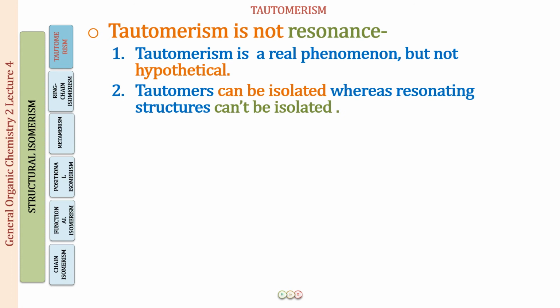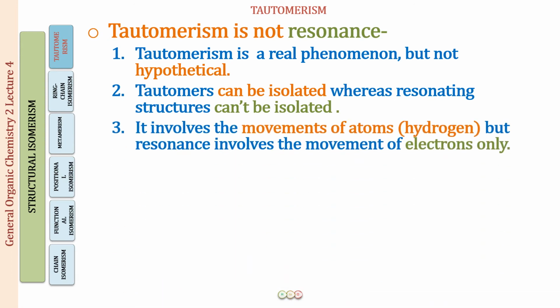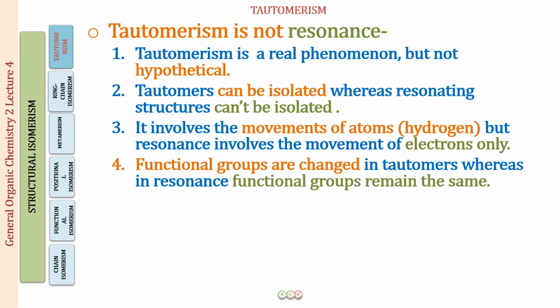Okay. So tautomerism, this is a real phenomenon. Resonance, this is a hypothetical phenomenon. In tautomerism, there is the movement of atoms happening. Hydrogen is moving from one place to another, whereas in resonance, it involves the movement of electrons only. The functional groups get changed in tautomers. So we have different functional groups, whereas in resonance, the functional group remains the same. It is the movement of electrons only. So there is going to be no change in the position of the atom. So there is no change in the position of the functional group.